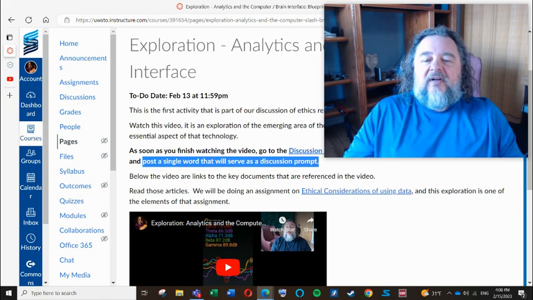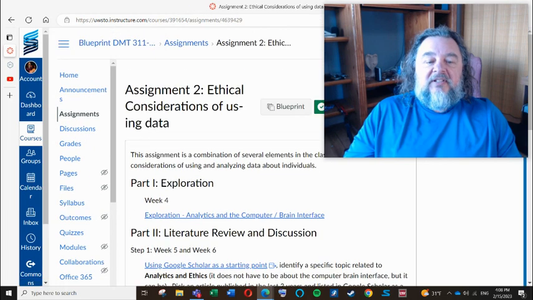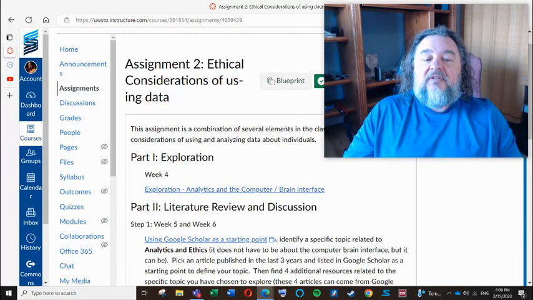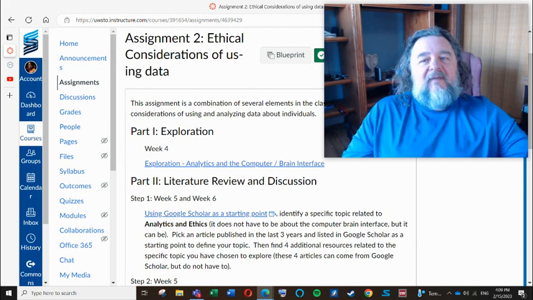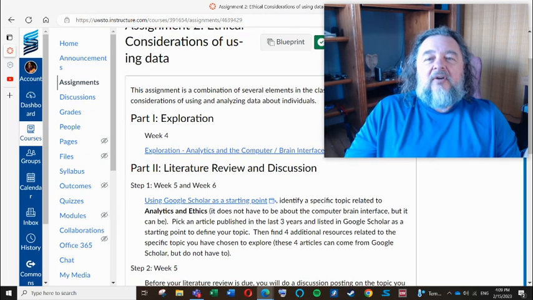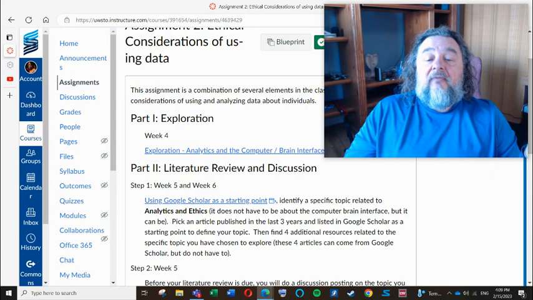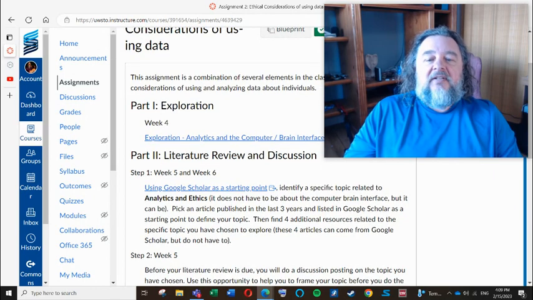There's a series of things coming up, and the assignment is multiple parts. This is a several-week assignment leading up to the midterm of the semester. The first week, week 4 that we're in now, is the exploration of analytics and the computer brain interface. After we've had this initial discussion about what's going on and what our thoughts are, you're going to do a literature review and one of your assigned discussions for the semester.